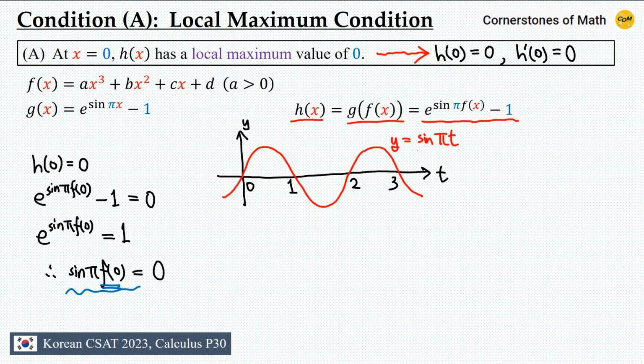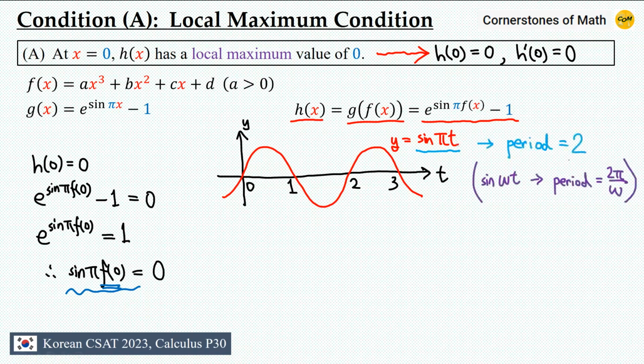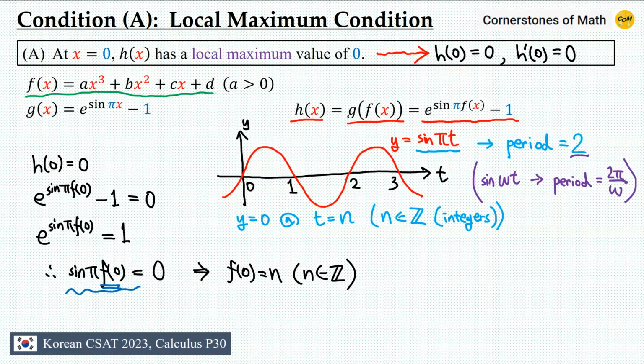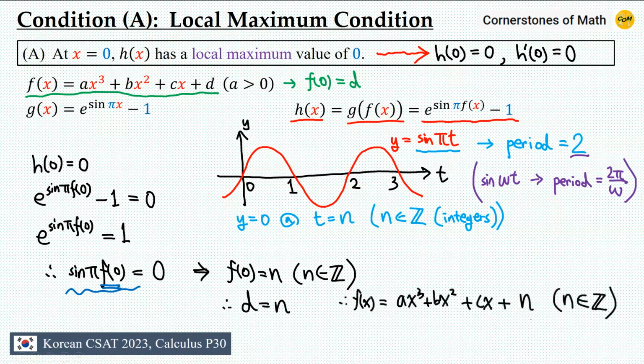From this graph of y equals sin(pi t), we know that the period now becomes 2. You can notice that y equals 0 at t equals n, where n is an integer. Therefore, we have f(0) equals n, where n is an integer, and we already know that from f(x) equals ax cubed plus bx squared plus cx plus d, f(0) equals d, so we have d equals n. So let us just replace d with n to remind us that it is an integer.